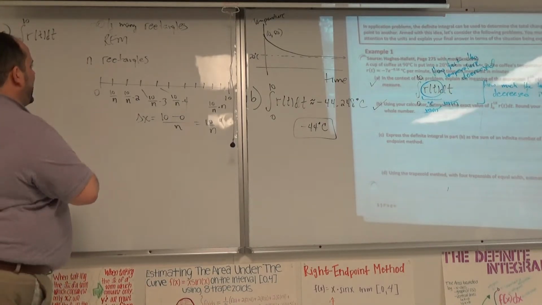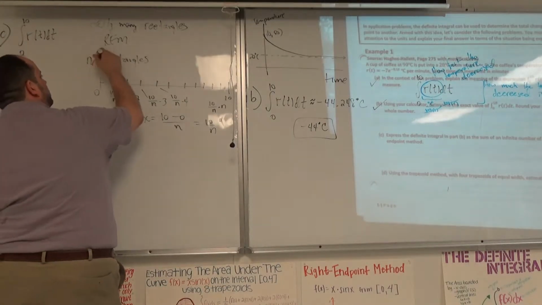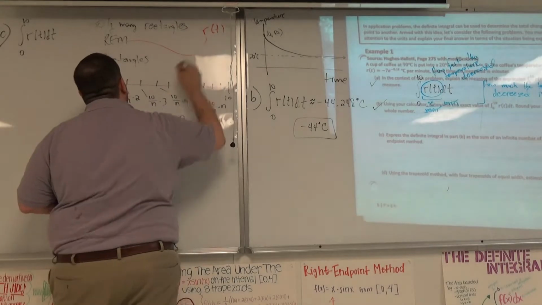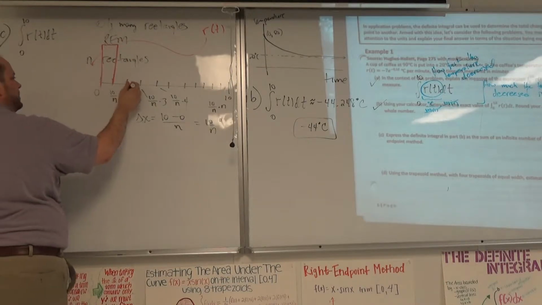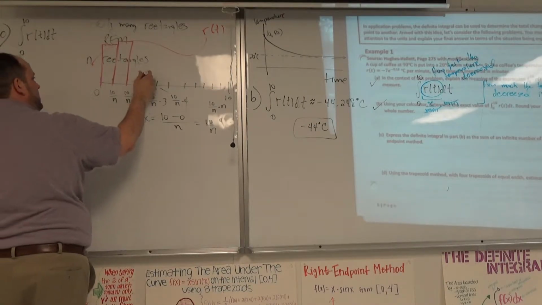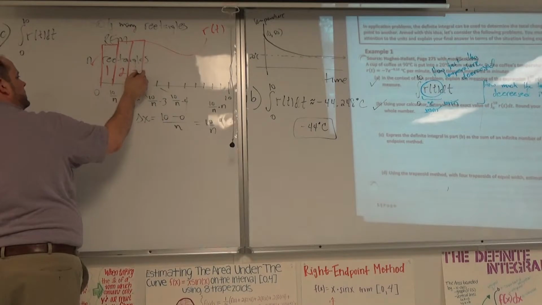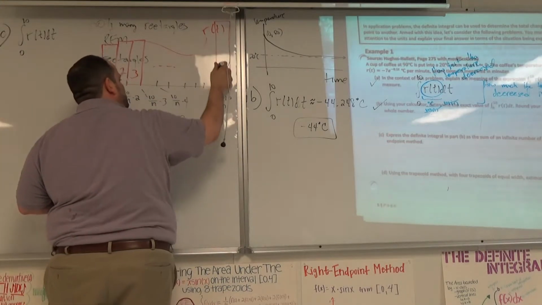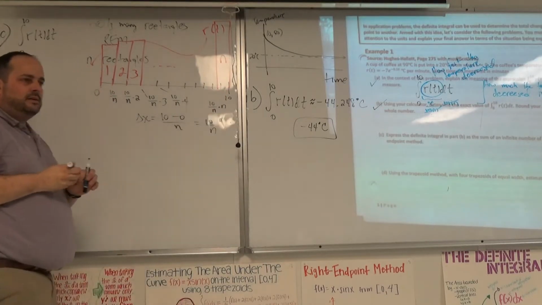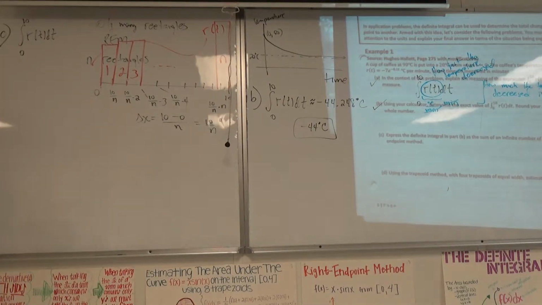Right, there's some graph that we're thinking about. Here's r of t, and I want the right endpoint method. So from 0 to 10 over n, go up, over, down. Next one, up, over, down, up, over, down. 1, 2, 3, keep on going till you hit your last rectangle. That's the nth rectangle. For the folks that are with me, tell me about the first rectangle.